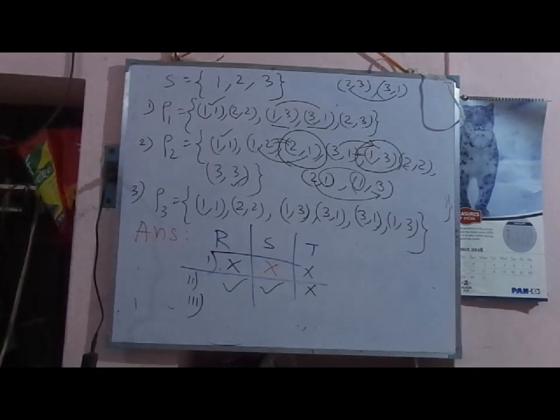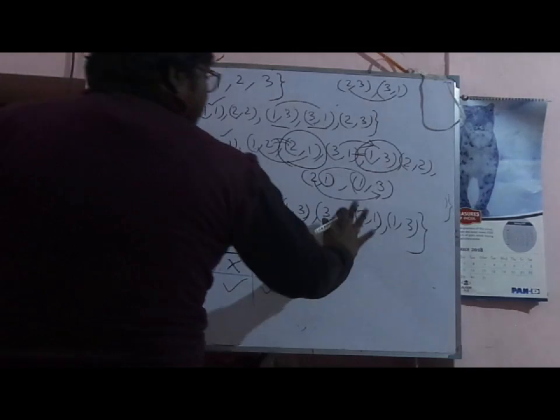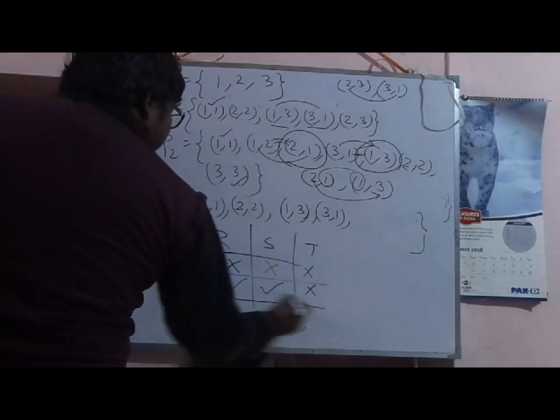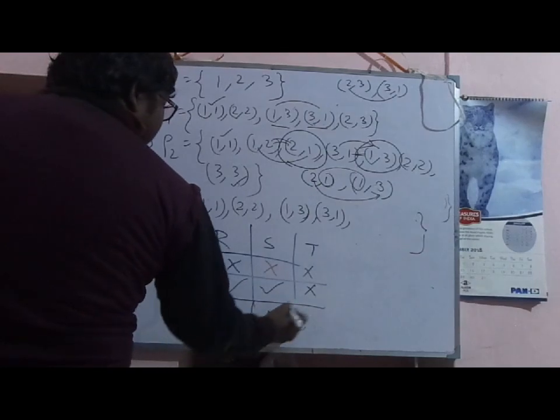Number 3. This is not reflexive, because (1,1), (2,2) belong to rho 3, but (3,3) does not belong to rho 3. Is this symmetric? The answer is yes, symmetric. But this is not transitive. This is symmetric but not transitive, and not reflexive.